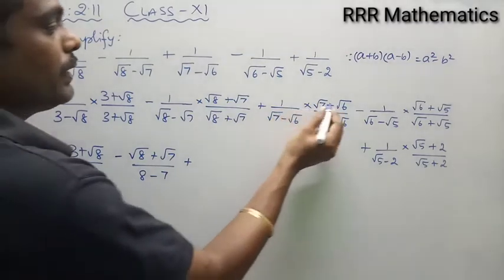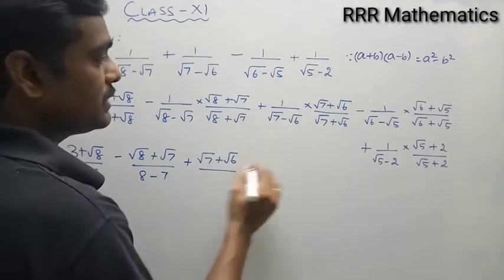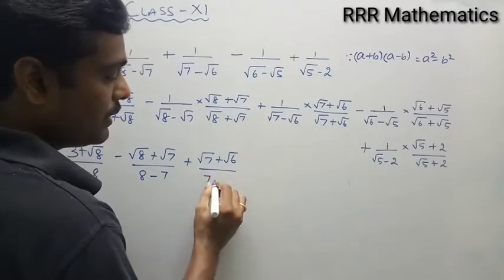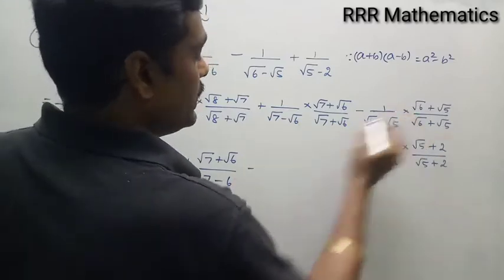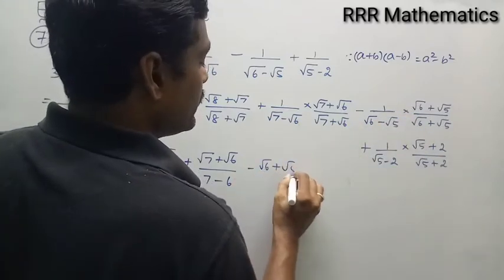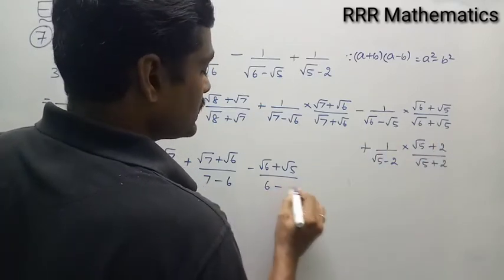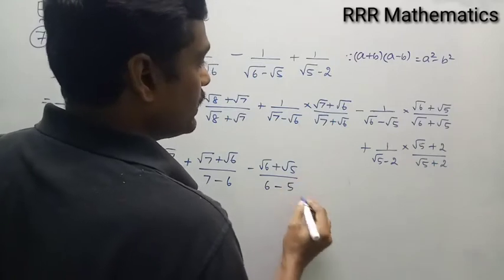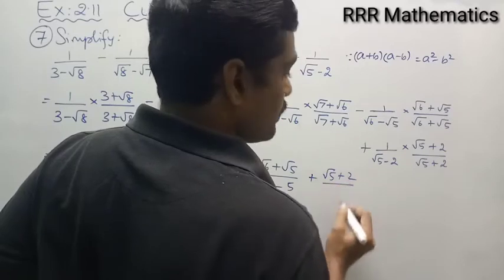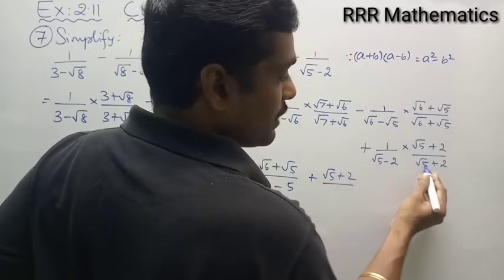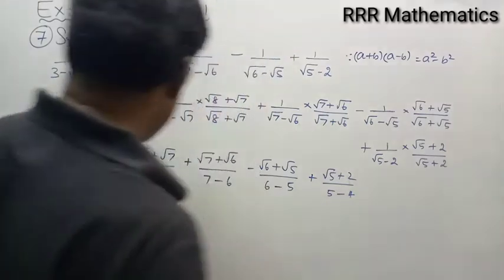For this term, 1 into root 7 plus root 6. A plus B, A minus B. A square, root 7 whole square, 7. Minus B square, root 6 whole square, 6. This one, 1 into root 6 plus root 5. What is A square? Root 6 whole square, 6. Minus B square, root 5 whole square, 5. For the last one, 1 into root 5 plus 2 will be root 5 plus 2. A square, root 5 whole square, 5. Minus B square, 2 square, 4.